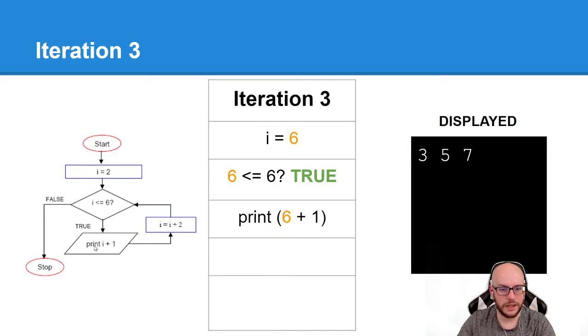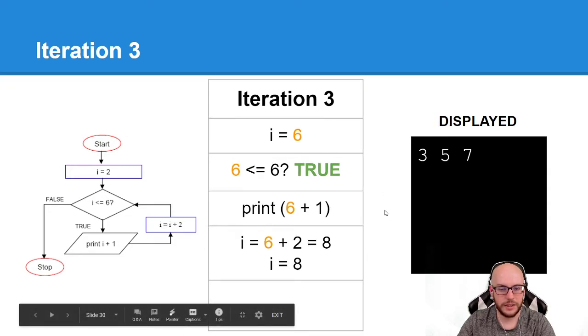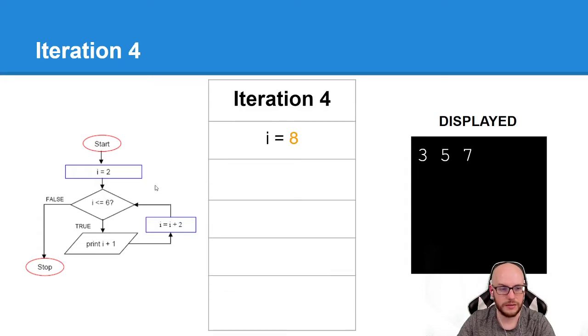We're going to print I plus 1, so a 7 shows up in our console. We'll come over here, increment I by 2. I is now 8. That's the end of the iteration. We'll come back up and check our condition again. Is I less than or equal to 6? Is 8 less than or equal to 6? That is false, and you see with the flow of our program, we're going to come over here, and we ultimately end up stopping.